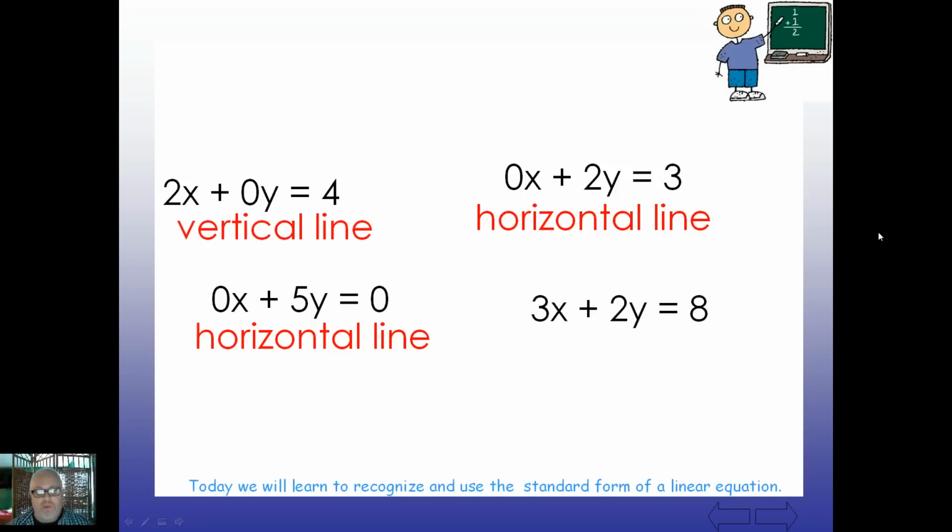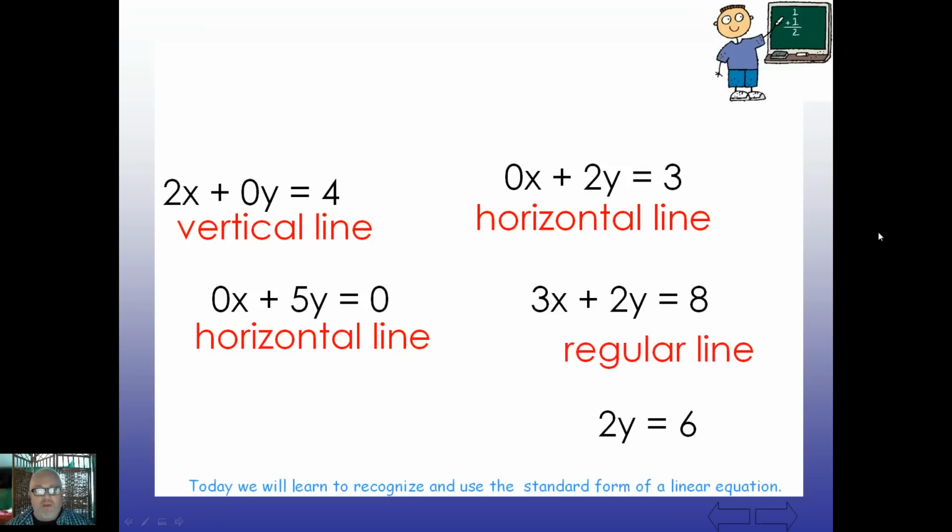Good, vertical line. How about this one? 3x plus 2y equals 8. Well, I don't have A being 0, I don't have B being 0, so therefore we just have a regular line. How about 2y equals 6? Well, now this looks different here because I don't see what's missing.